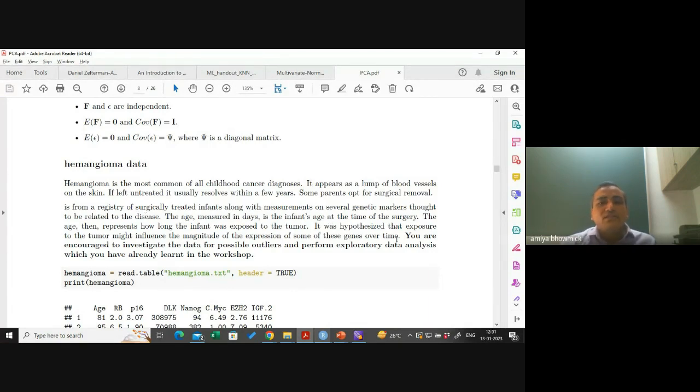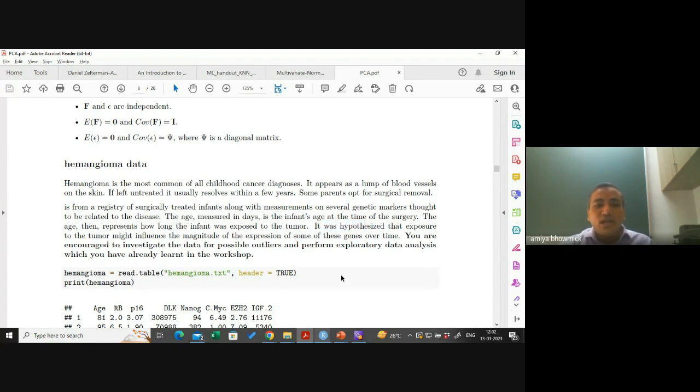So we have got a registry for the surgical cases. The dataset says that age is measured in days, the infant's age at the time of surgery, and the age then represents how long the infant was exposed to the tumor. It was hypothesized that the exposure to the tumor might influence the magnitude of the expression of some of these genes over time.